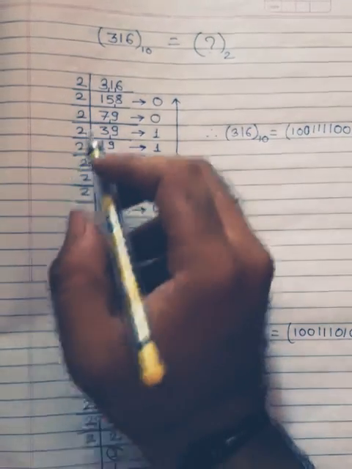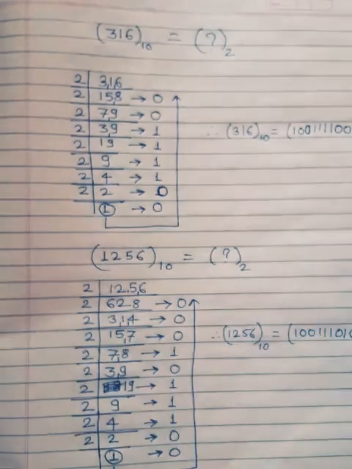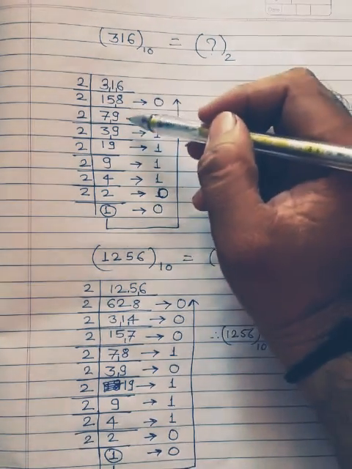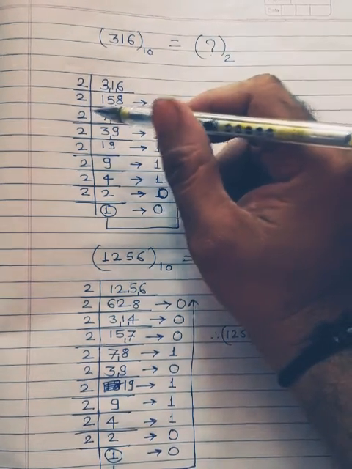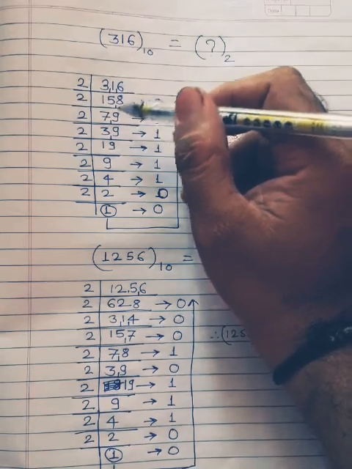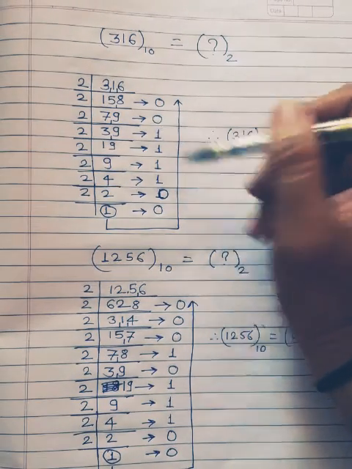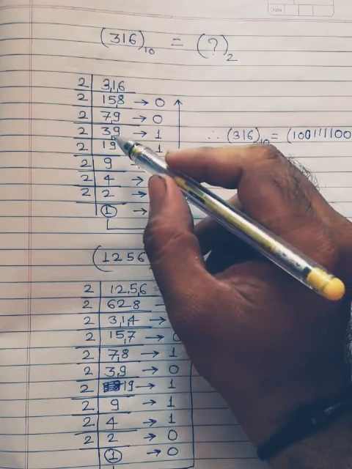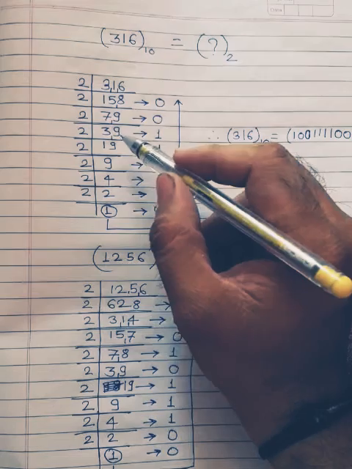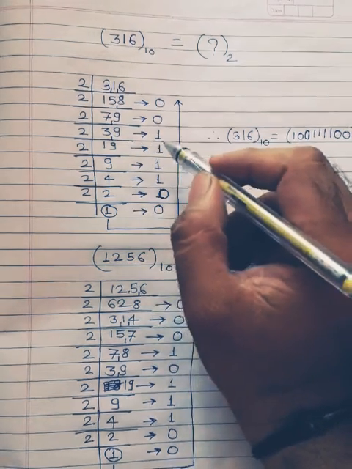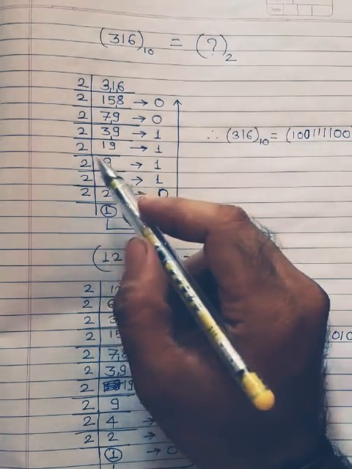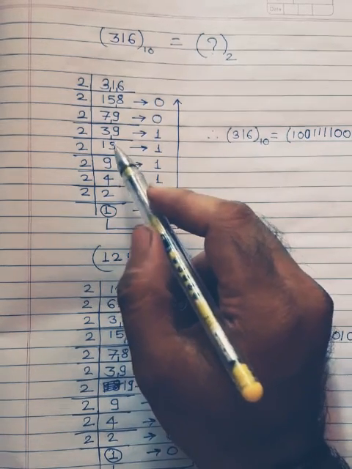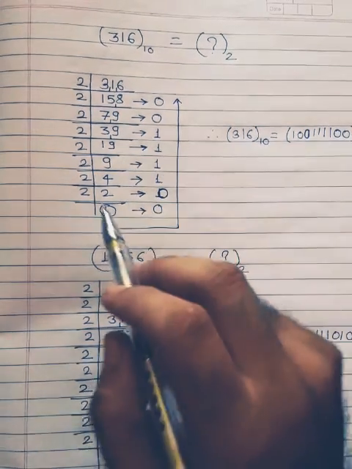Divide 79 by 2. 2 3s are 6, but because 7 is here, 1 should be the carry. Now 1 9 becomes 19. 2 9s are 18, but 19 is here, that is why 1 is the remainder. Divide 39 by 2. 2 1s are 2 and 1 is the carry. 2 9s are 18 and here 19 is there, that is why 1 is the carry. Divide 19 by 2. 2 9s are 18, but because 19 is here, 1 is the remainder.